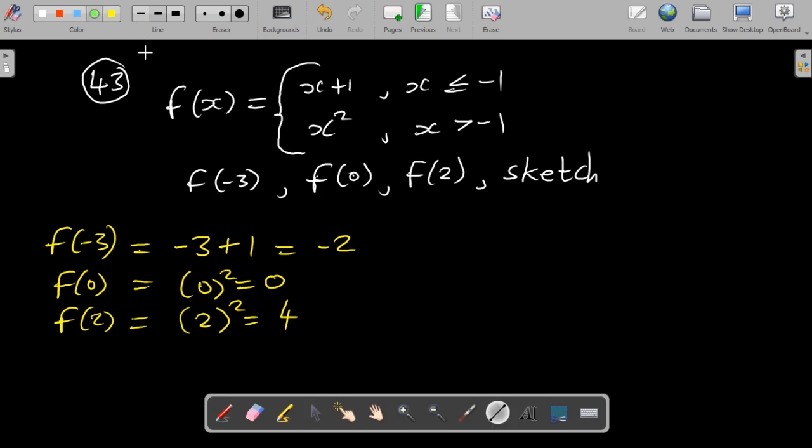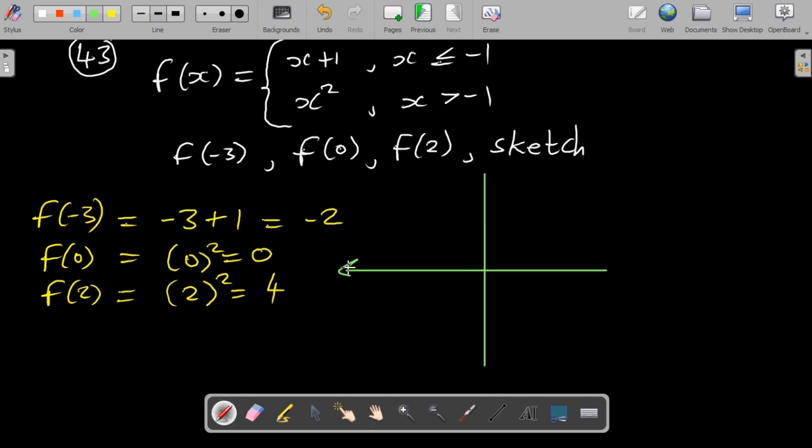And coming to the sketch, we're going to draw the Cartesian plane. Then just label the axes. This is the x. That is the y. Then, as you can see, the function change happens at minus 1, which would be somewhere there.